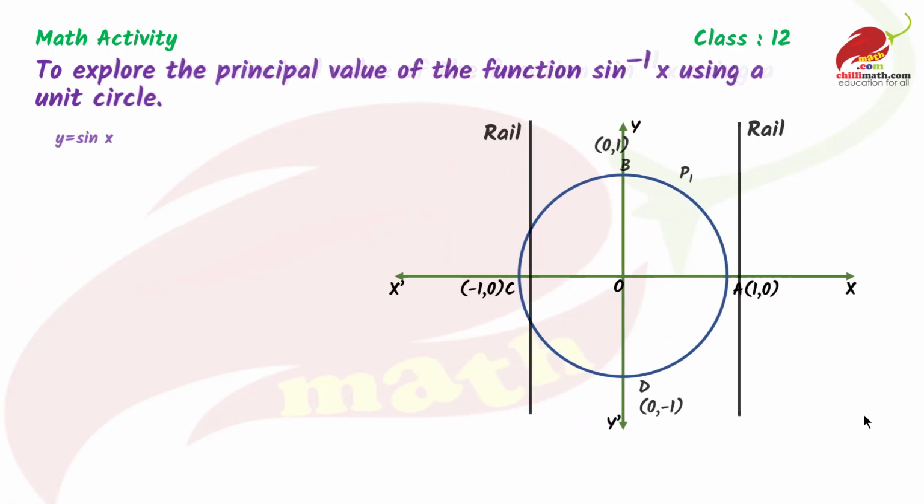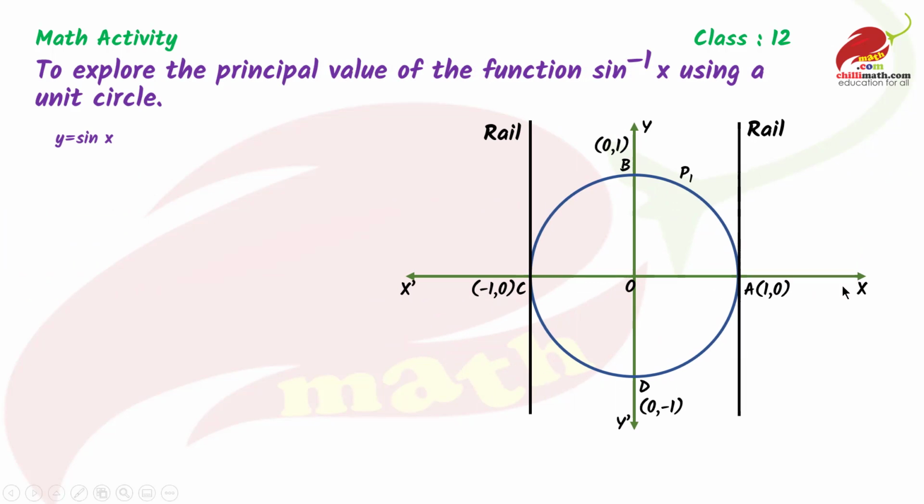Let's move to activity. Drawn two rails perpendicular to x-axis at this point A and C. Taken a point P1 which is making angle theta 1 with the positive direction of x-axis. Then we have taken a wire which is perpendicular to these rails or is parallel to x-axis just to find this point on the y-axis, because this point gives us y coordinate, that is this distance, and you can see it always lies between 1 and -1 because D has this y coordinate as -1 and B has this y coordinate as 1, and our function is y is equal to sin x. So its vertical distance will be equal to sine of this angle, that is sin theta 1.